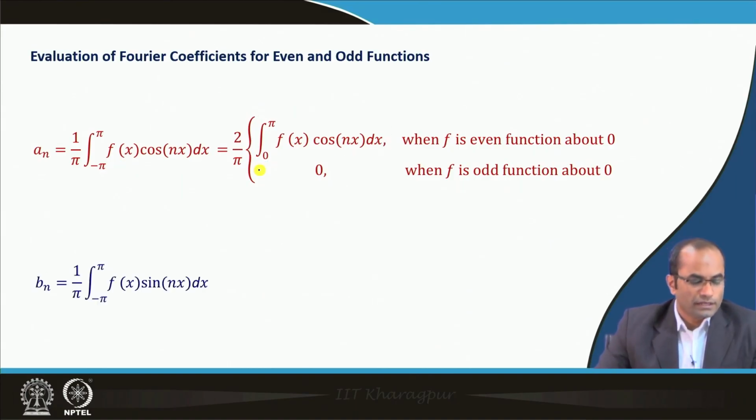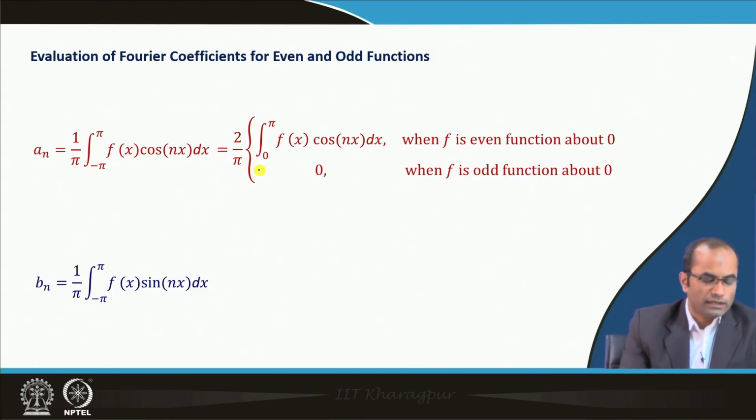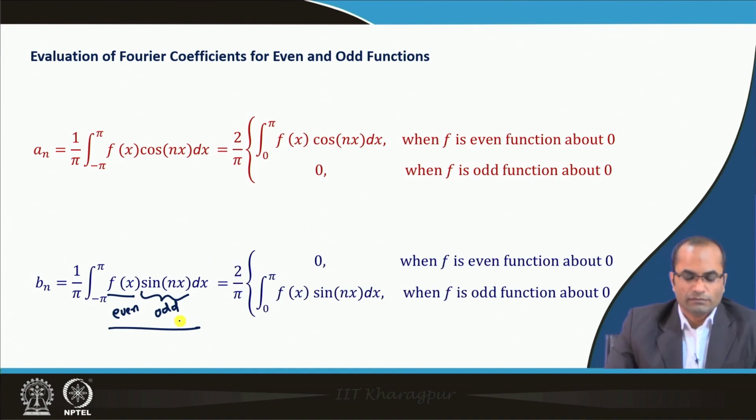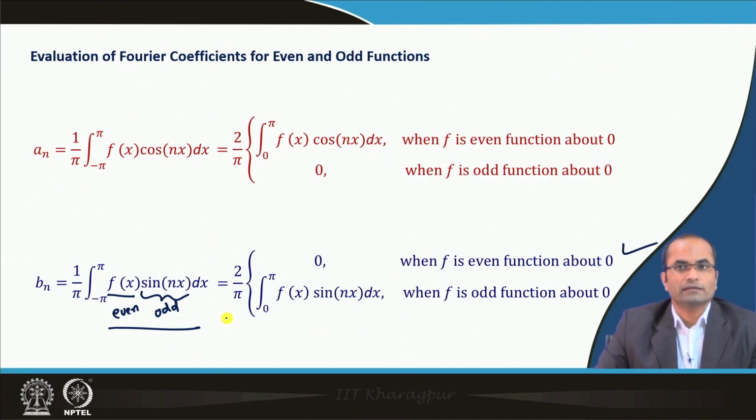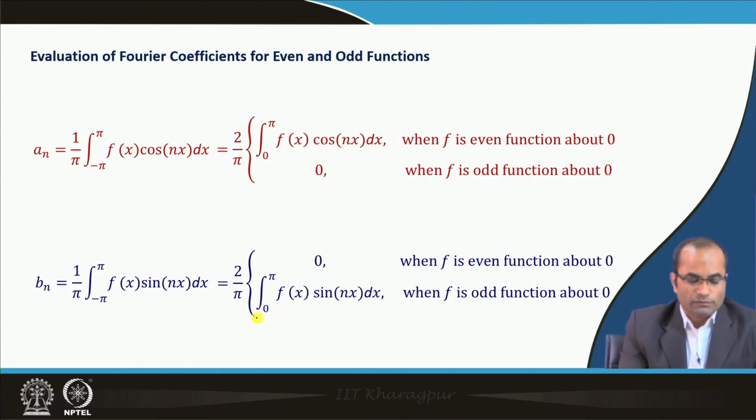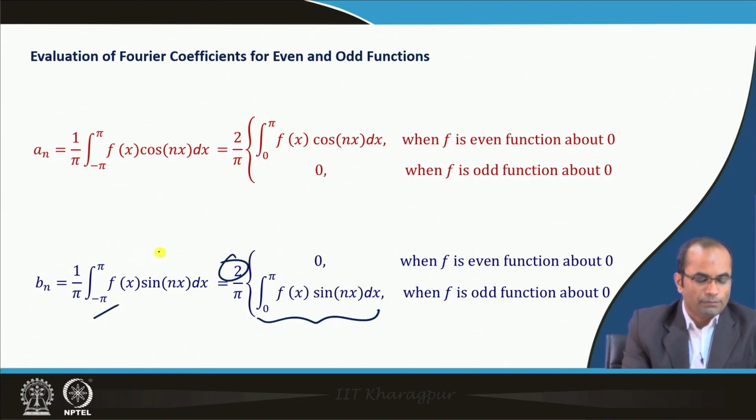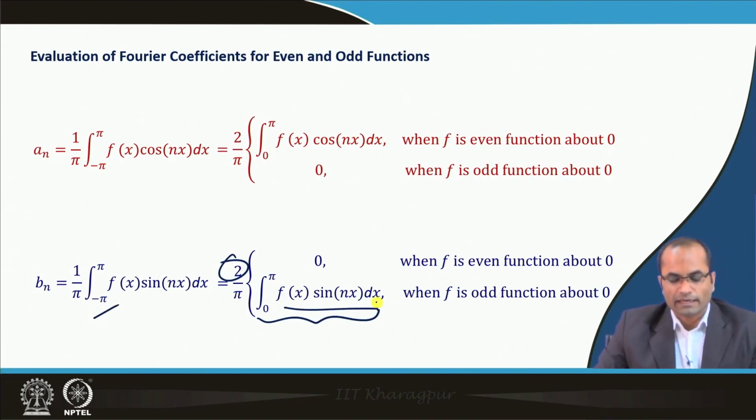A similar situation happens for b n as well. If f(x) is even, for instance, and the corresponding sine is odd here, then the integrand is odd, and in that case this integral will become 0. So, when f is even, the Fourier coefficients b n will become 0, and the other one will be simplified to 2 times the integral from 0 to pi of f(x) sin n x dx.